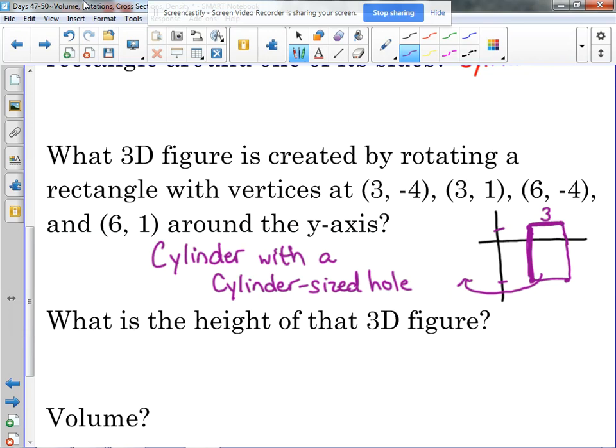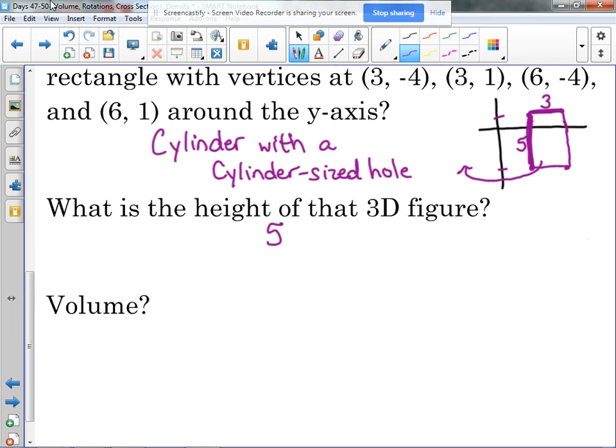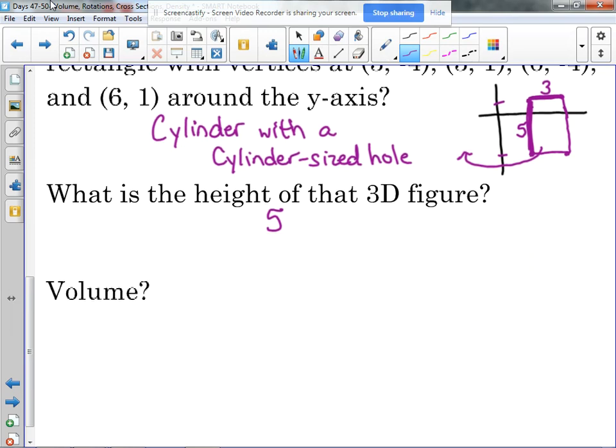All right. Height? 5. We were at positive 1, that's at negative 4, so we have a height of 5. So is the cylinder 3 units high or 5 units high? 5, because we rotated around the y-axis there. So the height is 5. So let's work on the volume.